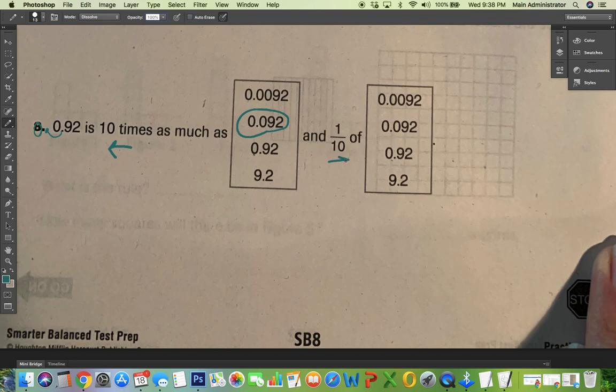And 1/10 of means I'd move my decimal this way from this original one. So I would take 0.92 and move my decimal one place, and it would be 9.2. And let's see if that makes sense. This number should be bigger than this, yep. And this number should be smaller than this, yep. So that works. And that is SB8.